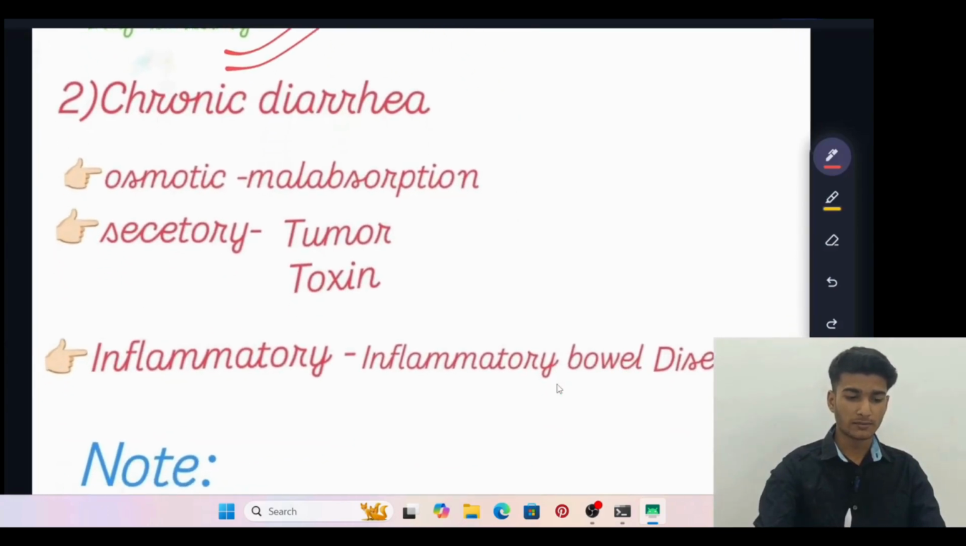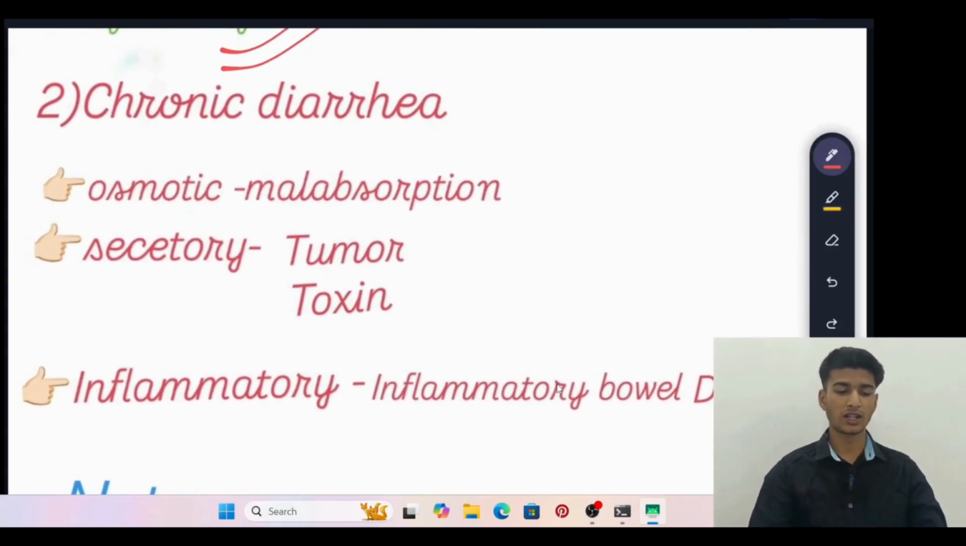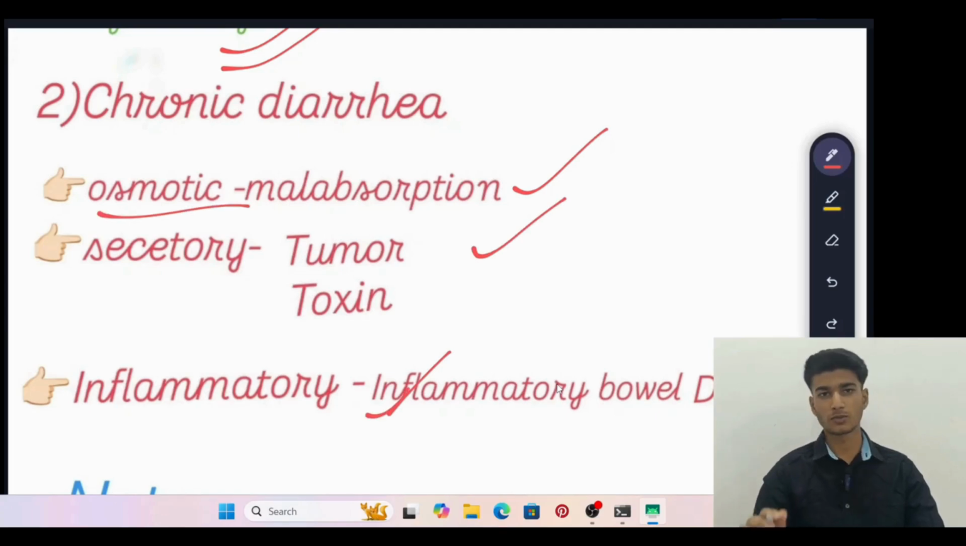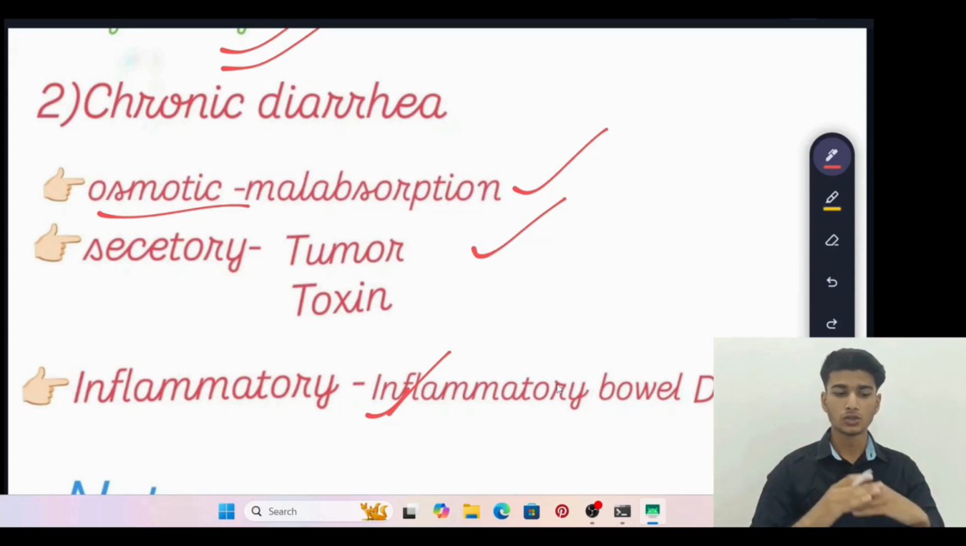Second is chronic diarrhea. Chronic diarrhea can be caused due to 3 reasons. First is osmosis, second is secretion, and third is inflammation. What is osmosis? Everyone knows that if water moves from lower solute concentration to higher solute concentration through a semi-permeable membrane, it is referred to as osmosis. So in osmosis, due to osmotic changes, there is malabsorption of carbohydrates, proteins, and fats. The majority of the fat is affected. So we can say that it is osmotic diarrhea.